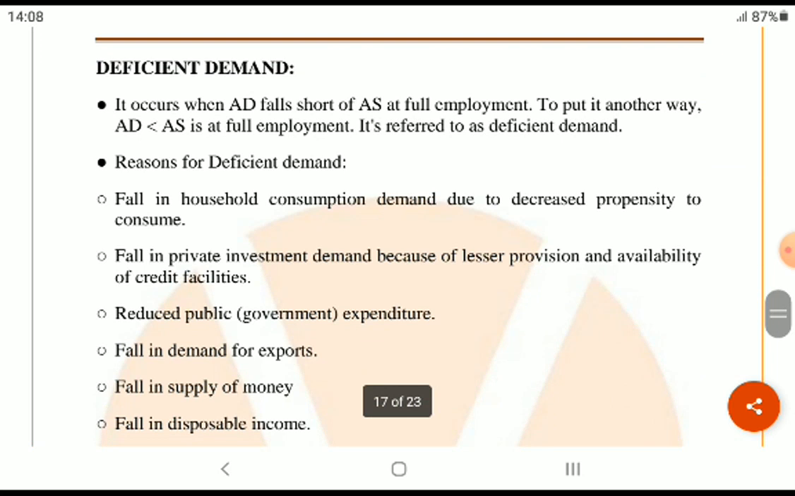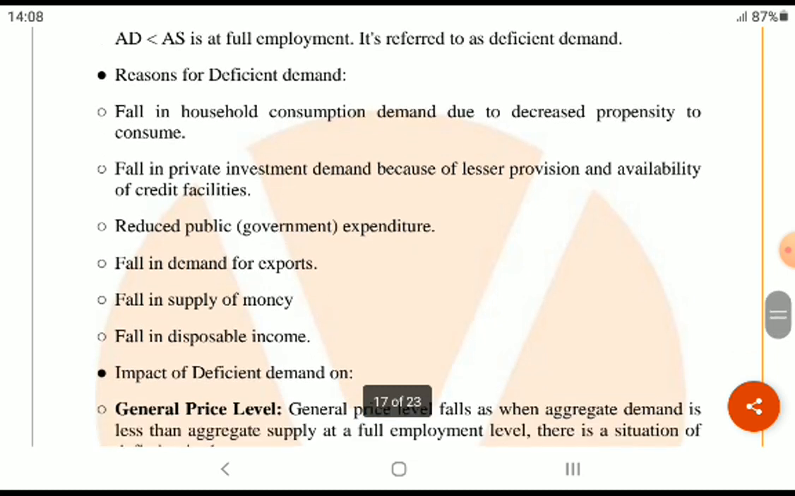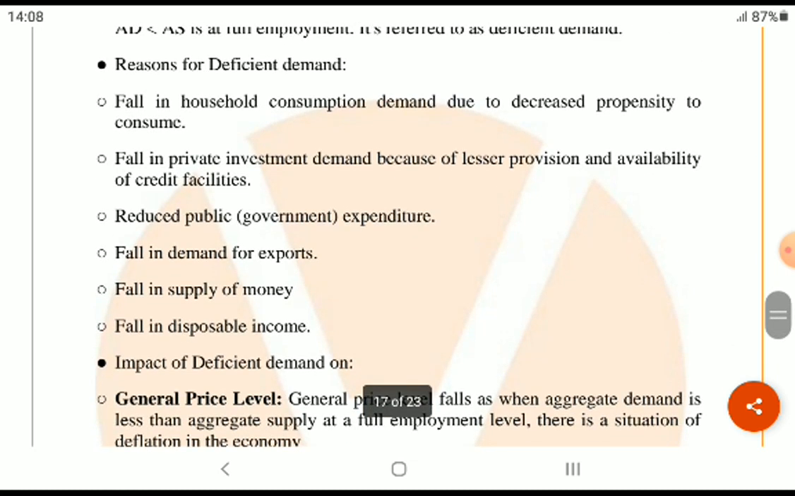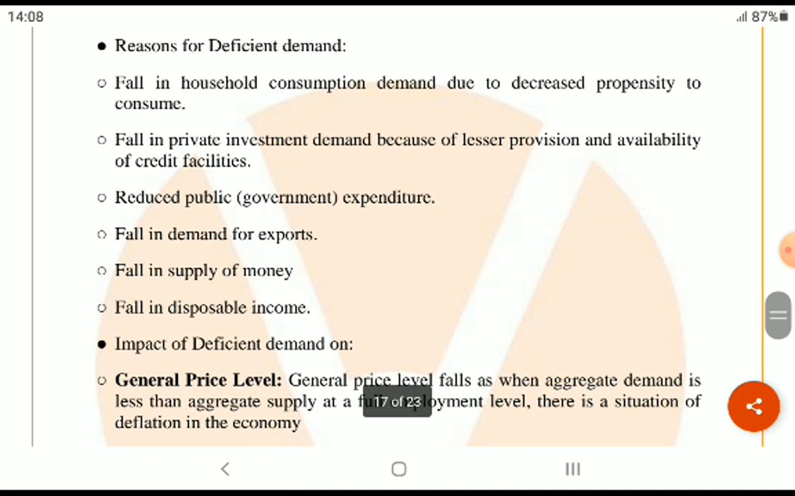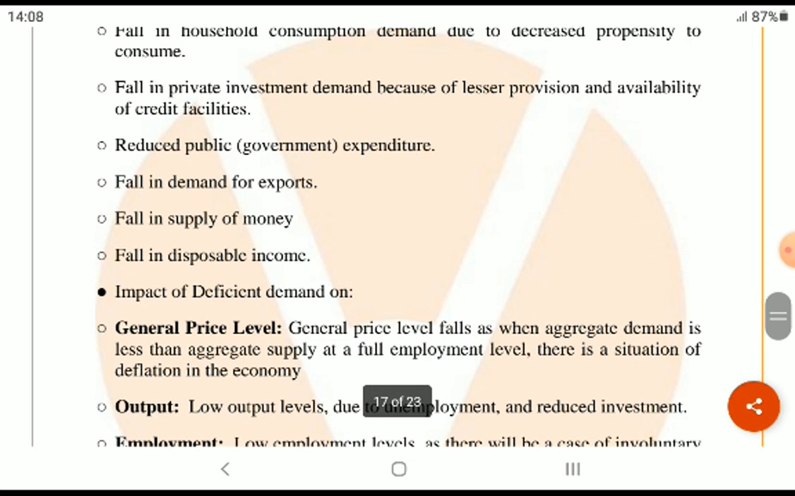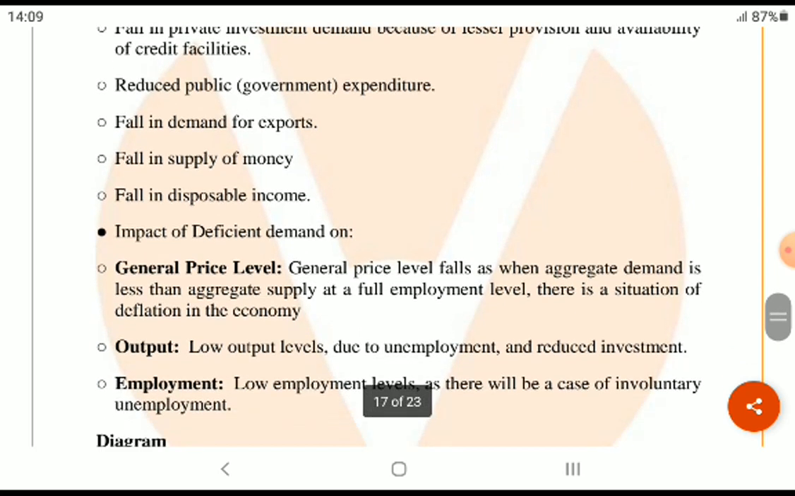Next is deficient demand. It occurs when aggregated demand falls short of aggregated supply at full employment. To put it another way, aggregated demand is smaller than aggregated supply at full employment. Reasons for deficient demand: fall in household consumption demand due to decreased propensity to consume, reduced public expenditure, fall in demand for export, fall in supply of money, fall in disposable income.